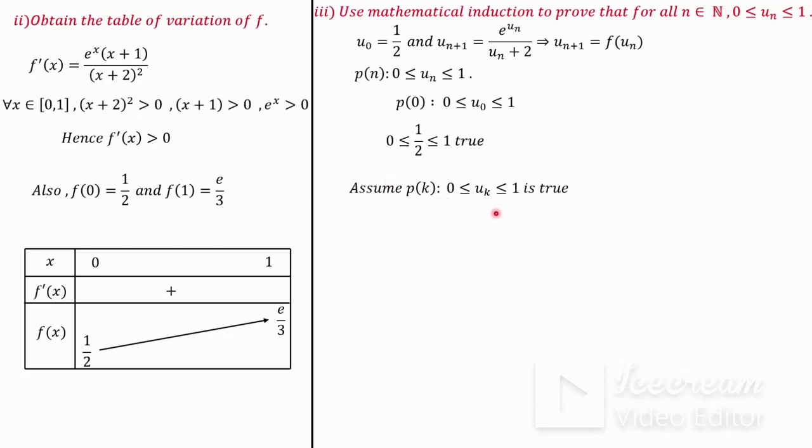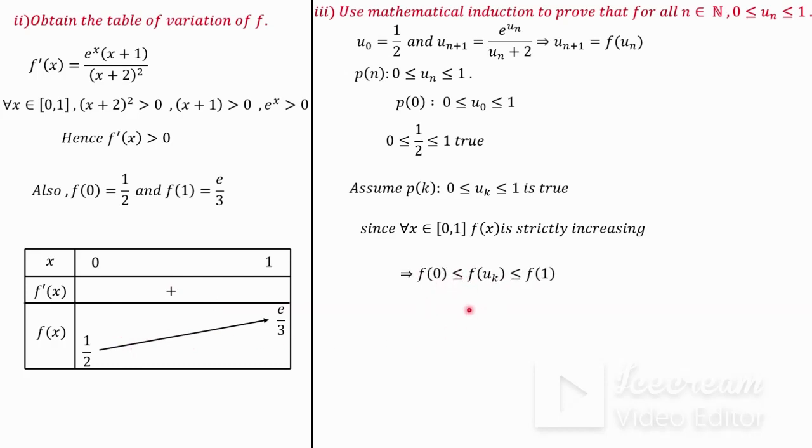Yes, so since we assume that p of k is true, using this assumption we have to arrive at a proof that it is true for n equals k plus 1 as well. Knowing that for all x belonging to the interval 0 to 1, f of x is strictly increasing in this interval, as we saw clearly from our table of variation.